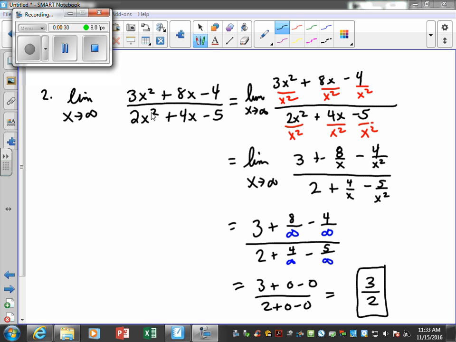Okay, so we've determined this was the highest power. We divided all the terms by x squared, simplified, and this is what we were left with. Then we substitute in infinity everywhere there's an x, and infinity squared, infinity, infinity squared is just infinity. A number divided by infinity is 0. So we would just be left with 3 halves.